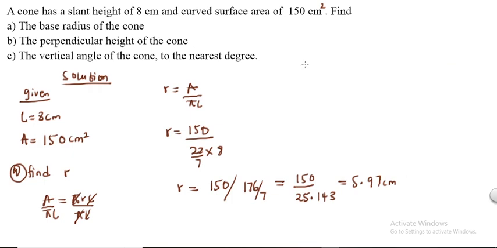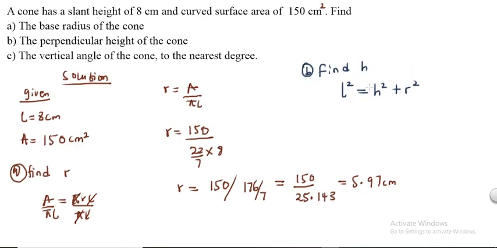For the second problem here, we are told to find the perpendicular height of this cone. So that means we have to find h. Between what we know and what we don't know, h can be found using the formula L squared is equal to h squared plus r squared. From this formula, we know the value of r and we know the value of L.